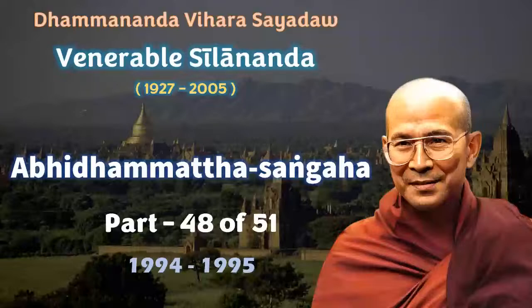So in the explanation on page 325, it says they are also called name. The 4 immaterial aggregates are called nama, in the sense of bending because they bend towards the object in the act of cognizing it. They are also called nama in the sense of causing to bend, since they cause one another. Now, it is better to say, since they cause others to bend onto the object, not one another.